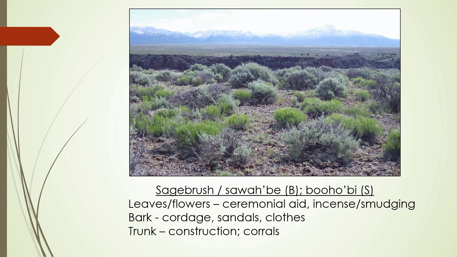All right, sagebrush, sawebe, bohobi. Very important plant for ceremony. The stringy bark was processed in a way that they could make cordage out of it. I've seen pictures of clothes where a sort of string frame was created, and the bark was attached along the frame, so it would be a tier here and a tier here and a tier here. I've also seen sandals made of it as well. They would pull sagebrush up out of the ground and form a corral, and that's where they would sometimes keep their horses.